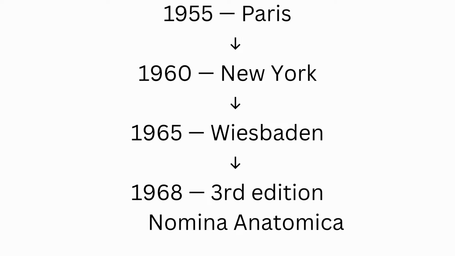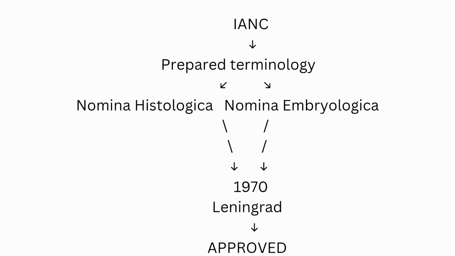For your exams, the most important thing to remember here is that in 1968, the third edition of Nomina Anatomica was published. Now, anatomical nomenclature was not limited only to gross anatomy. Terminology was also developed for histology and embryology. Two important systems were prepared, Nomina Histologica and Nomina Embryologica.